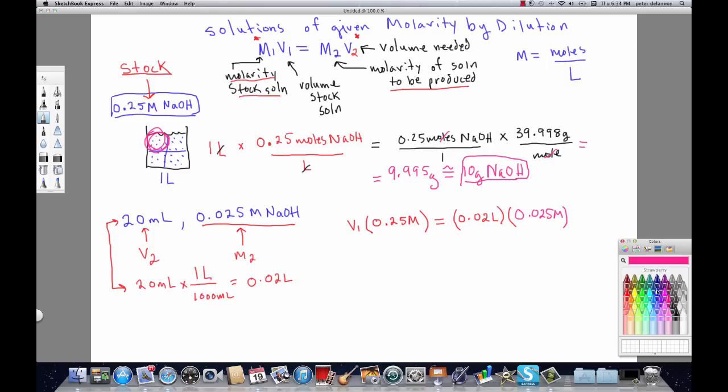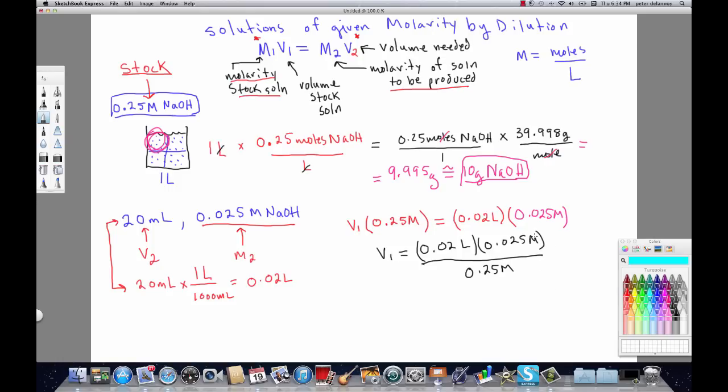Now let's take a look at the units. First, I'm going to solve for the volume of the stock solution that we're going to measure out. To do the math here, it's going to be 0.02 liters times 0.025 molar, and this whole thing is divided by 0.25 molar.